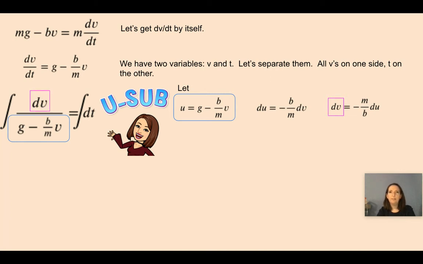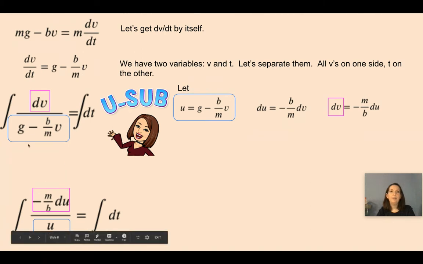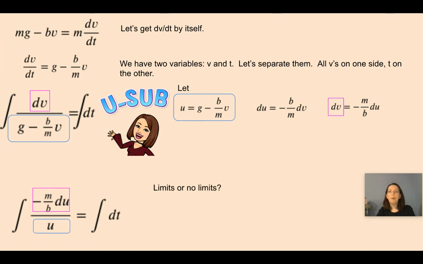All right, take a breath, and let's do it. There's my dv, and now that whole guy down there is u. So this looks a little bit better. But a question I have right now is, I'm doing an integral, so do I want limits or no limits? Do I want a definite integral or an indefinite integral?